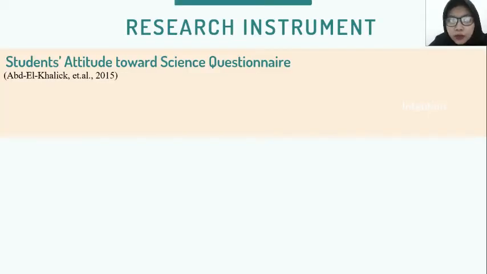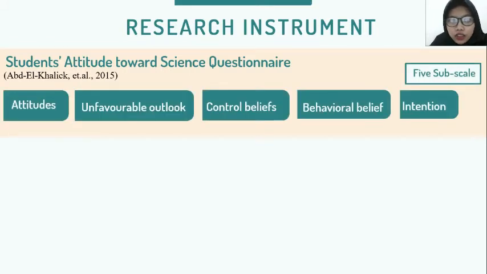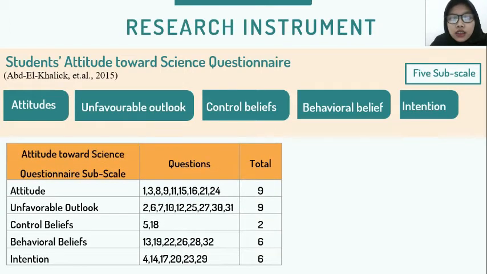Furthermore, the research instrument in the study was the students' attitude towards science questionnaire adapted from Abdul Al-Khaliq, and it consists of 5 subscales, which are attitudes, unfavorable outlook, controlled beliefs, behavioral belief, and intention. This questionnaire consists of 32 statements, and here is the distribution of the statements: the attitude and unfavorable outlook subscales consist of 9 statements each, control beliefs consist of 2 statements, and behavioral beliefs and intention consist of 6 statements.